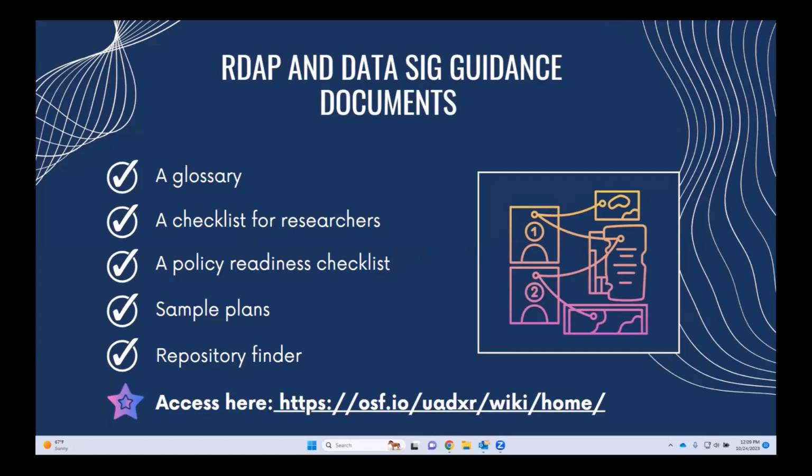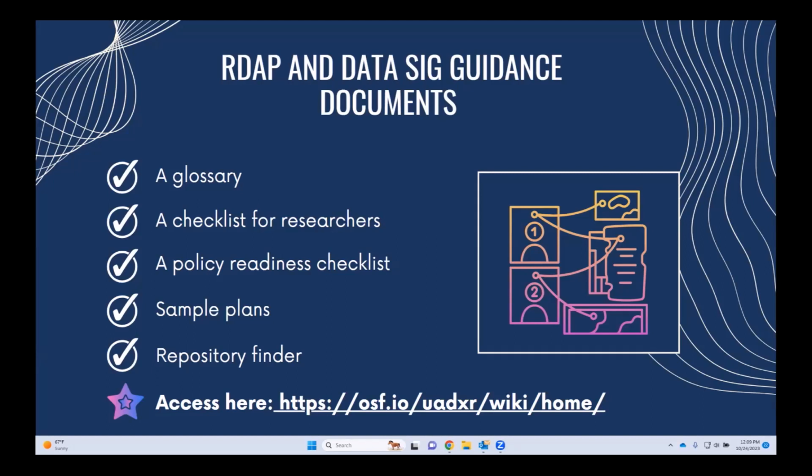So RDAP and the Data SIG guidance documents. These resources launched last year, and the repository finder launched just more recently. What does this involve? There is a glossary, a bunch of definitions of words you may come across in the DMSP. If you've never written a data management sharing policy, that's a great tool to go to, because it's going to break down what acronyms mean and what NIH means by this and things like that. It's a really useful resource, especially if you're working with graduate students who have maybe never done that process before.